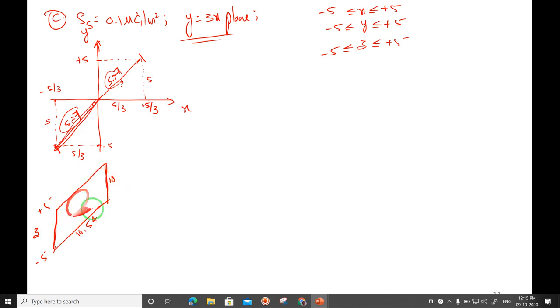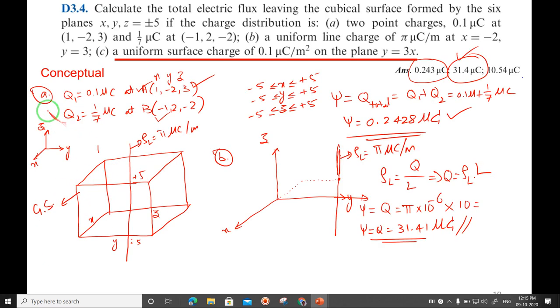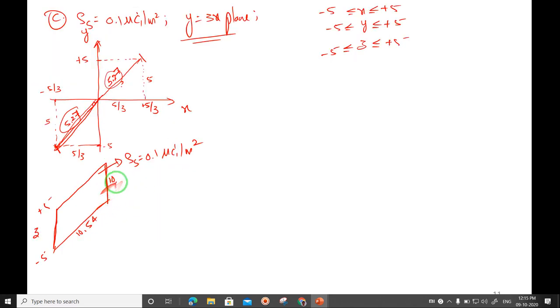right? So this is the surface area and its surface charge density rho s they have given. It is how much? 0.1 microcoulomb per meter square. So this is the surface charge that is enclosed in this cubical surface. This is the cubical surface, right?